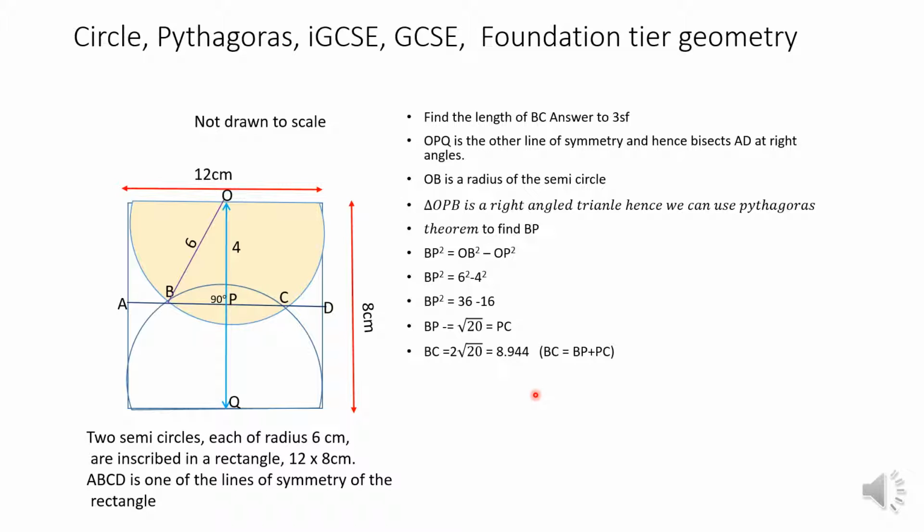Now, because we are working to 3SF, the fourth digit here is 4. And because 4 is less than 5, our answer then becomes that BC is equal to 8.94 centimeters to 3SF. And that's our answer.